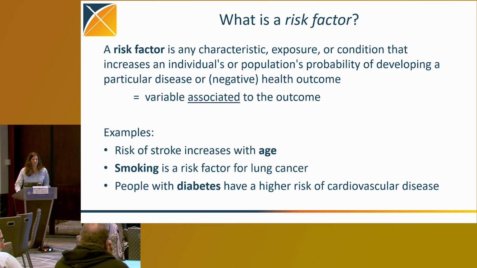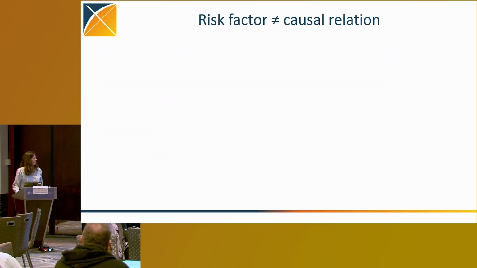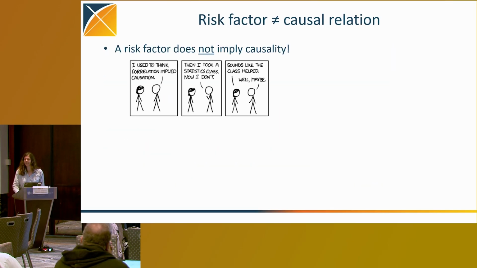Some statements that people might make to claim risk factors: the risk of stroke increases with age. Something that someone could say. Smoking is a risk factor for lung cancer. Or you could say people with diabetes have a higher risk of cardiovascular disease. These are all targeting risk factors.